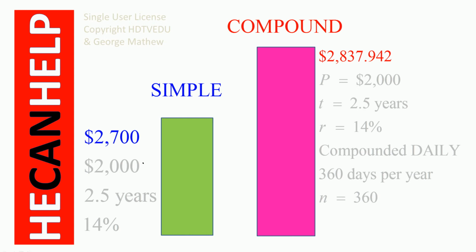So the simple interest is simple. You start with 2,000 and you end with 2,700. If you compound it daily for the same principal and for the same time and for the same interest rate, but compounded daily, we get $2,837.942. If compounded daily, John is definitely going to owe more.